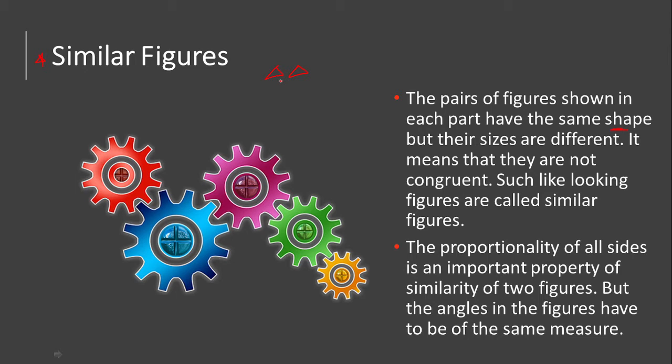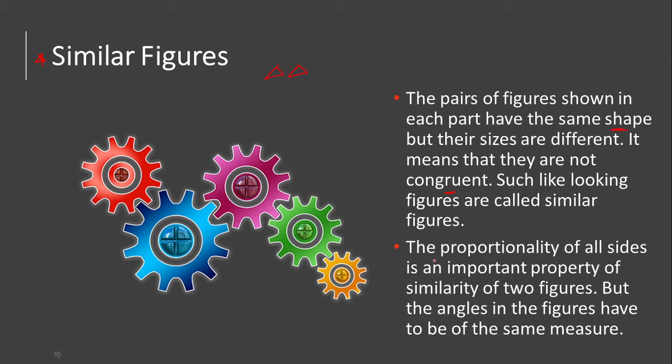But here what is the thing? Shape is the same, but sizes are different. It means that they are not congruent. Such similar looking figures are called the similar figures. Like, same looking figures, you will term them as similar figures.